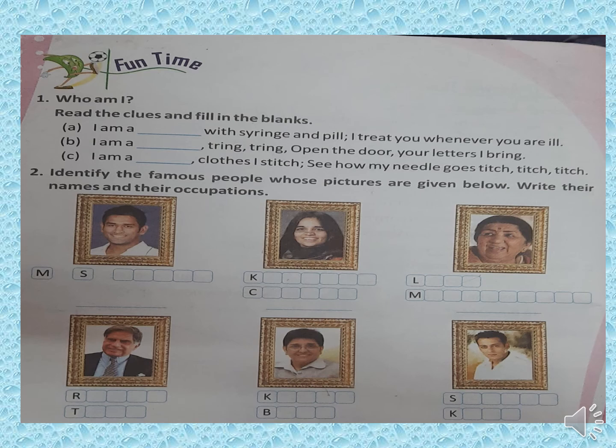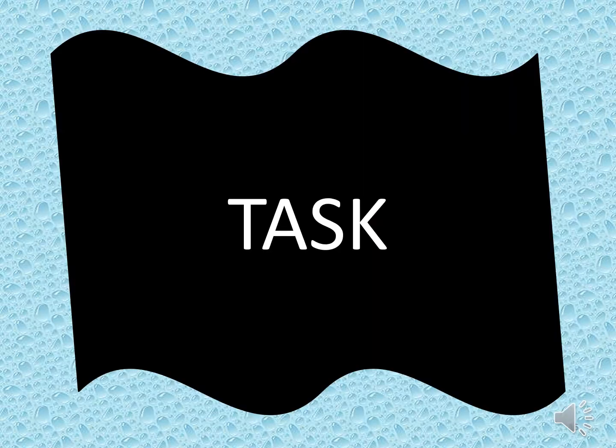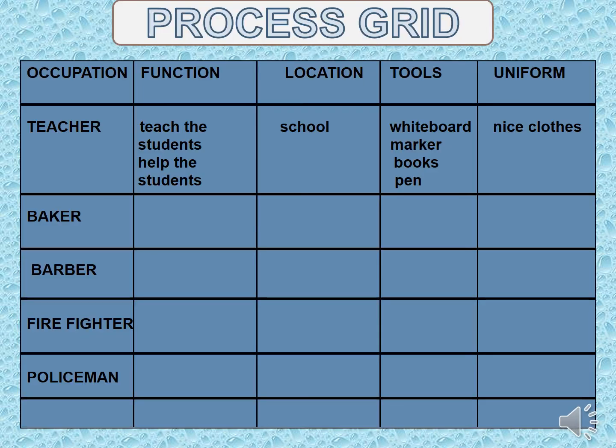Well done, students. Students, here is a task for you. I'll show you a process grid. You will have to fill this grid, and this is your homework, right? This is your task, students. It's a process grid. The columns given are occupation, function, location, tools, and uniform. And the occupations given are teacher, baker, barber, firefighter, and policeman.